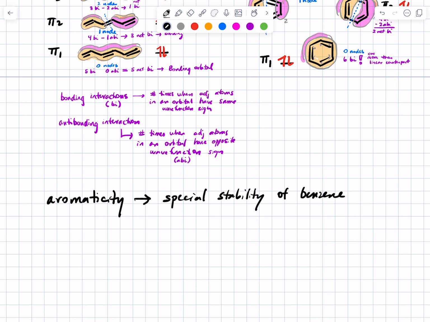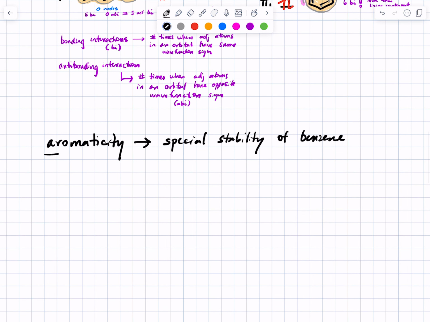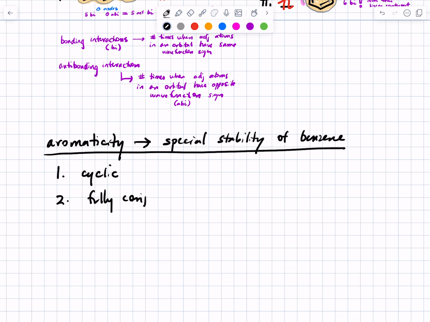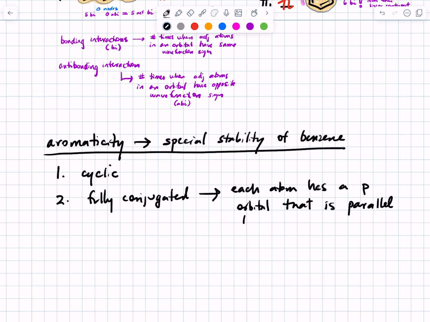of electrons. So here are going to be our criteria for aromaticity. The molecule has to be cyclic. We already said that. If benzene weren't cyclic, we couldn't pick up that extra bonding interaction. The second is they need to be fully conjugated. What do we mean by that? We mean each atom has a p orbital that is parallel to or can line up with all the other p orbitals.